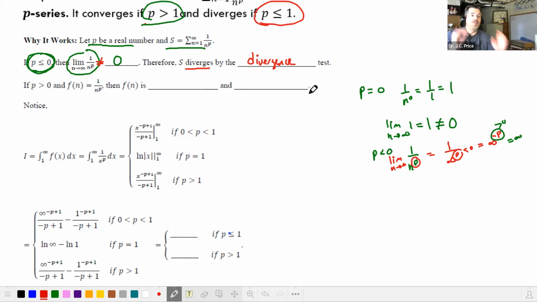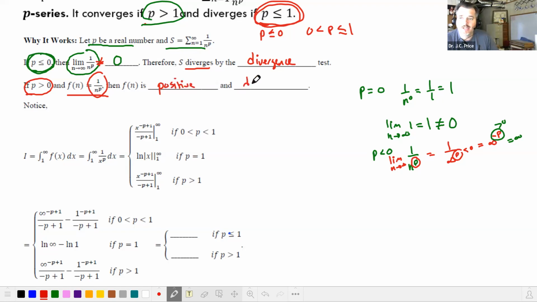And so right away, you get everything for P less than or equal to 0. Now, we're looking for divergence on P less than or equal to 1, but we've got a lot of it, right? So we got less than or equal to 0. Now we just have to look at P being between 0 and 1, or equal to 1. And so now let's look at the next case. So now let's assume P is positive, and we'll define our function f of n equals 1 over n to the P. And guess what I'm going to do? I'm going to do an integral test to show when this converges or diverges, because if P is bigger than 0, then f of n will be positive and decreasing.